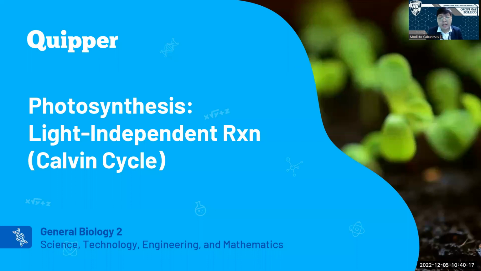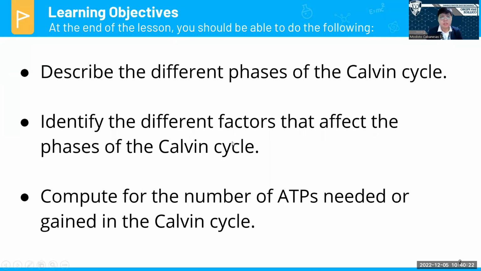Okay? So what are the objectives that we have for this topic? First, we need to describe the different phases of the Calvin cycle. Second, we need to identify the different factors that affect the phases of the Calvin cycle. And lastly, to compute for the number of ATPs needed or gained in the Calvin cycle. So those three are our objectives for this topic. Okay, so let's proceed.